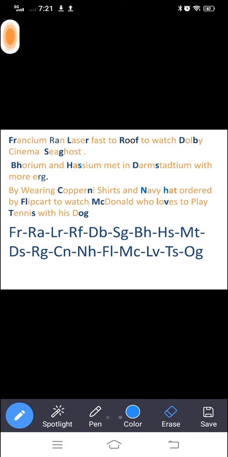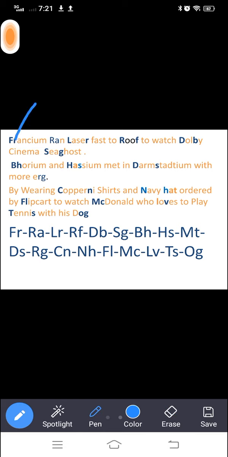At the same time, one more thing was happening in some other place. Borium and osmium meet in the Damas Stadium. You know that stadium which is used to play the games, lot of football or whatever it may be. So borium and osmium are meeting in the Damas Stadium with more erg. Here the erg represents the energy. That is a unit of energy also. The last letters RG represent the roentgenium.